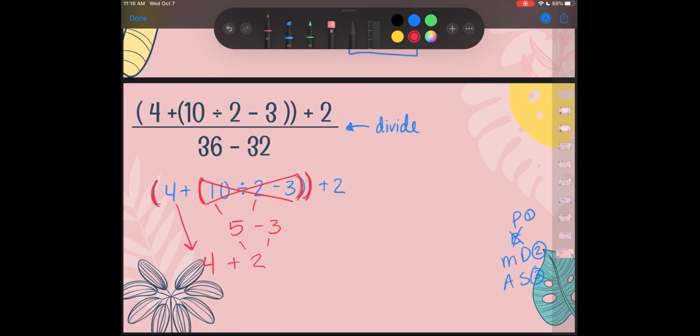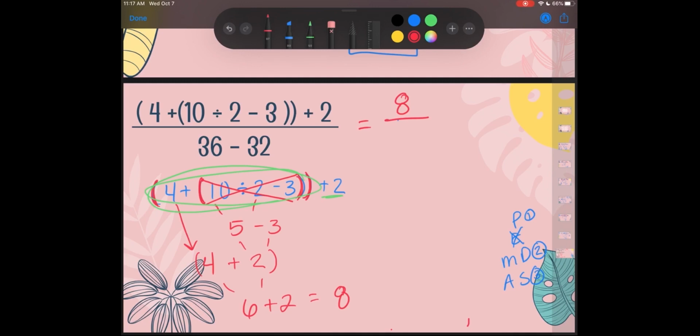So now I've got 4 plus 2 as my outermost parentheses. 4 plus 2 is equal to 6. So my entire parentheses, this whole thing, ended up being 6. But I can't forget about my plus 2. So now I have 6 plus 2. Well, 6 plus 2 is equal to 8. So 8's not my final answer. 8 is the top, right? Our top was equal to 8.